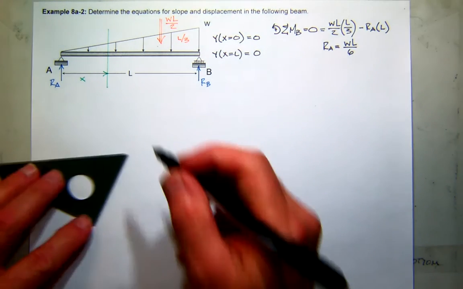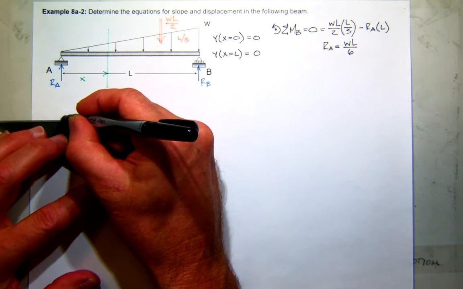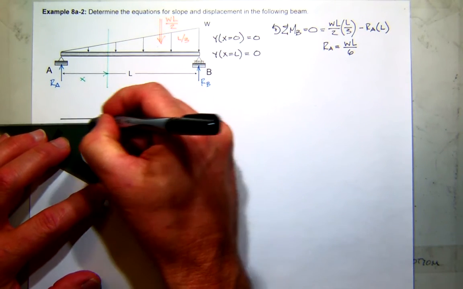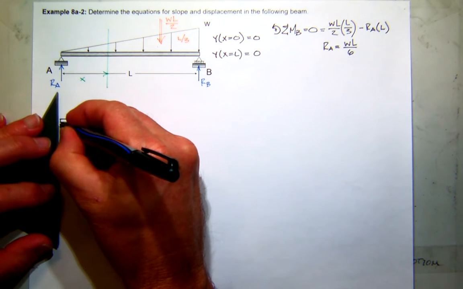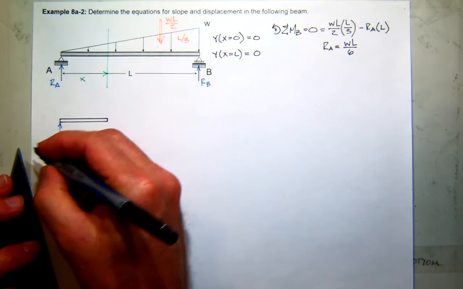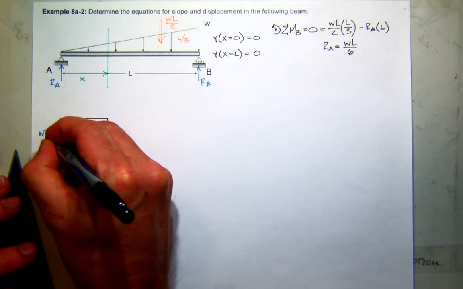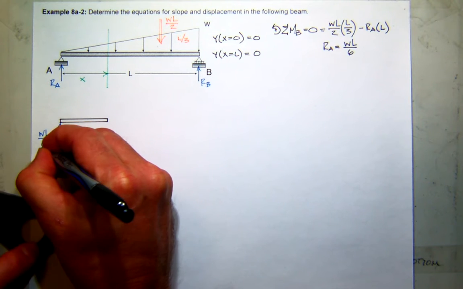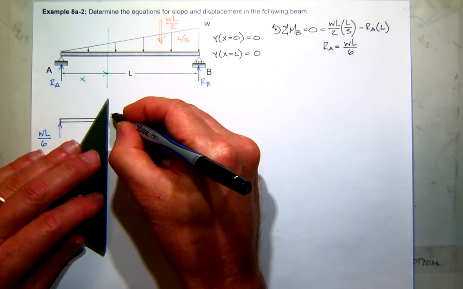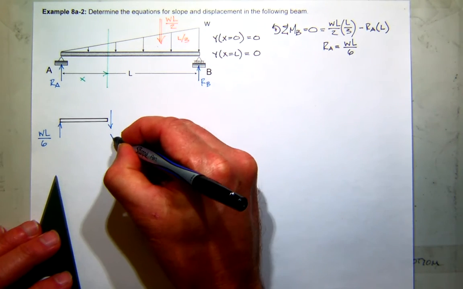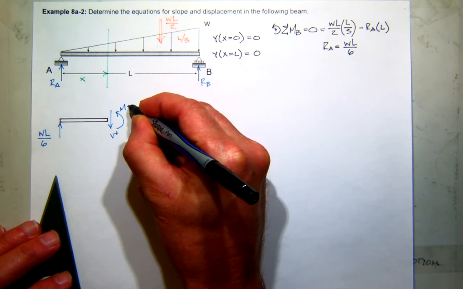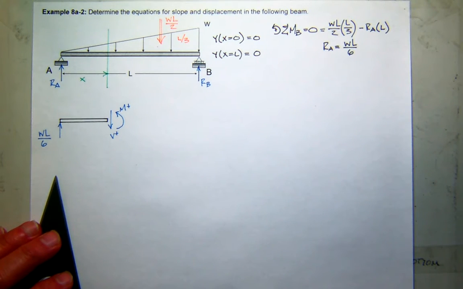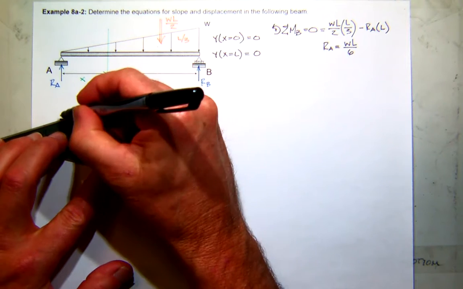So now I'll come down here and we'll draw a free body diagram of this cut. I just found my reaction at A. It's up, and we found that that was WL over 6. At the cut, we're going to assume we have a positive shear and a positive bending moment. And then we have a triangular load.